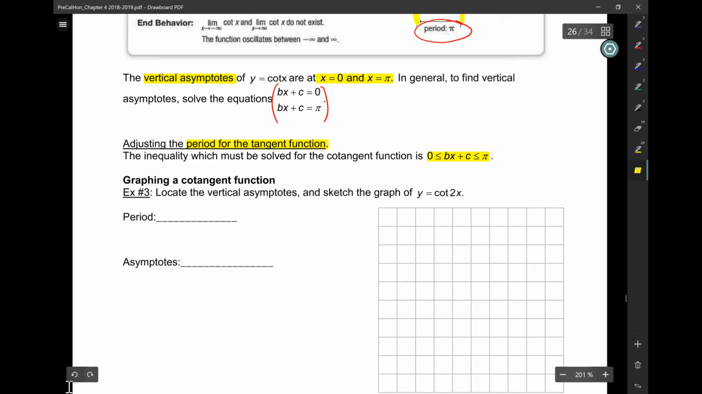So now we have three variations. For sine and cosine, the inequality goes from what to what? 0 to 2 pi. And for tangent? Negative pi over 2 to positive pi over 2. And for cotangent? 0 to pi. Okay?